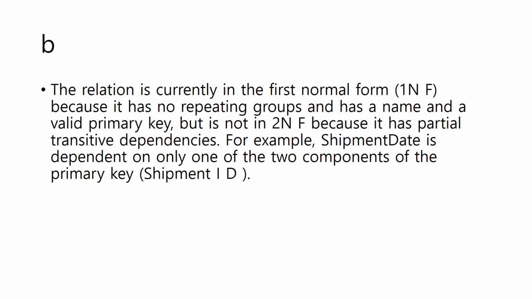B. In what normal form is this relation? The relation is currently in first normal form because it has no repeating groups and has a name and a valid primary key. But it is not in second normal form because it has partial dependencies. For example, shipment date is dependent on only one of the two components of the primary key, shipment ID.